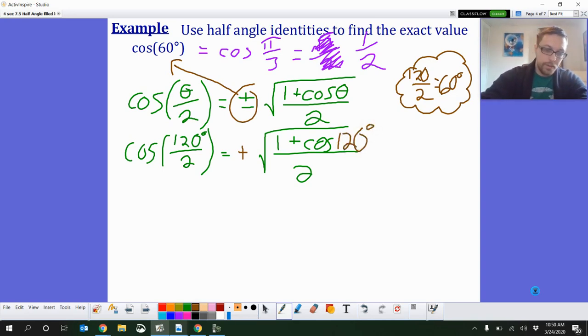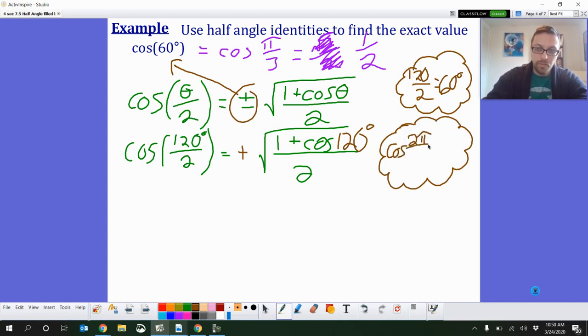Now we would figure out what the cosine of 120 degrees is. It's a little bit simpler for me to convert it into radians and think about what the cosine of 2 pi over 3 is. I'm going to get it right this time. It's negative 1/2. 2 pi over 3 is in quadrant 2, and pi over 3 is 1/2. That's what we did earlier. So we get negative 1/2. I'm going to put that into this problem.